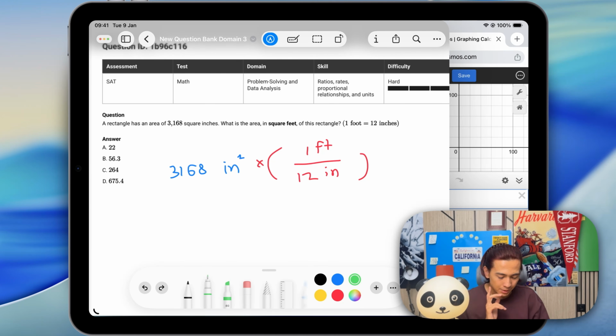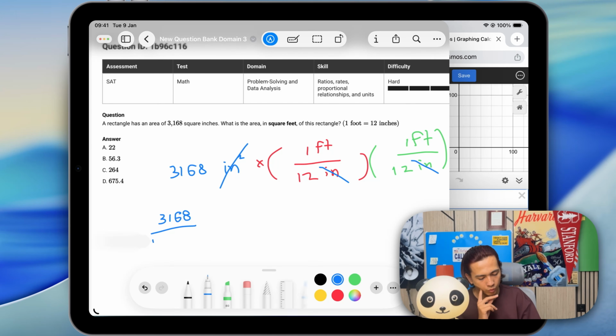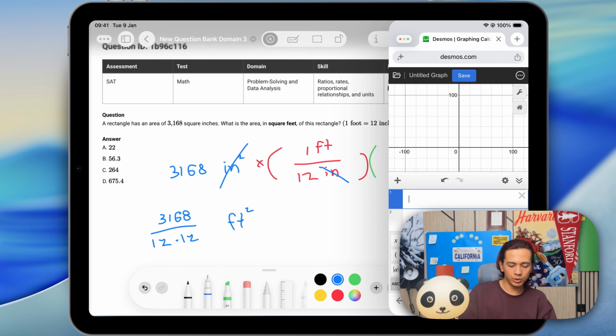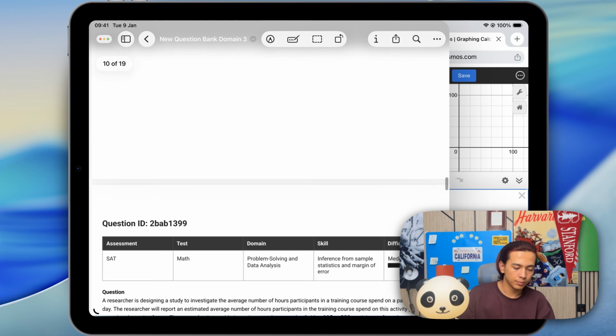But then it's not going to be enough, so let me multiply it by 1 once again, or just square it if you want. It's going to be 1 foot over 12 inches. No matter what conversion question it is, you can always apply this. So then inches cancels with inches squared, and you're going to be left with 3168 over 12 times 12 feet squared, right? So now let me do it on Desmos here. It's going to be 12 squared. I'll be left with 22, option A, right? So that's how we solve this question.